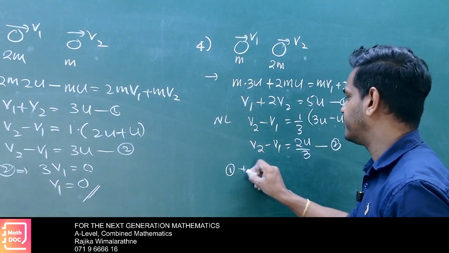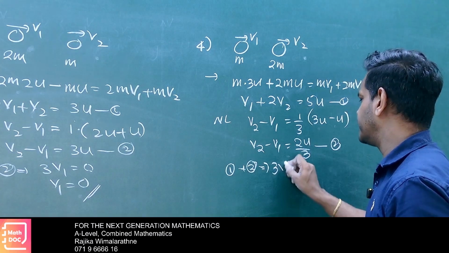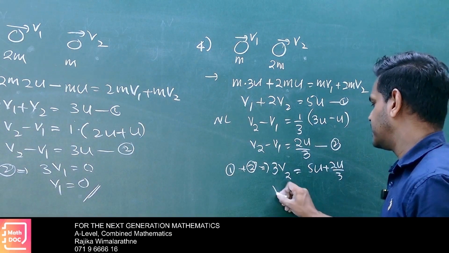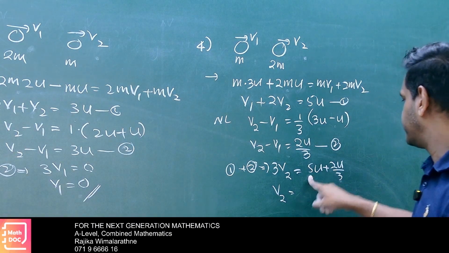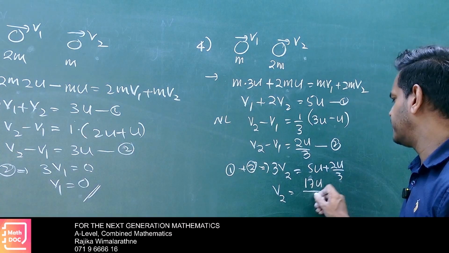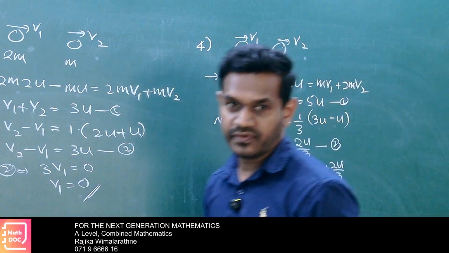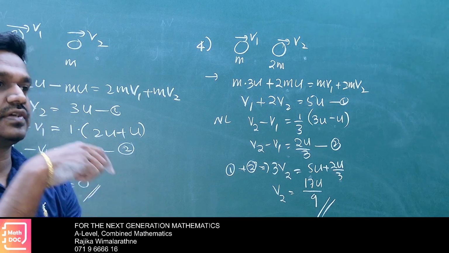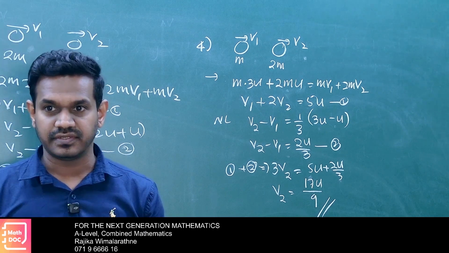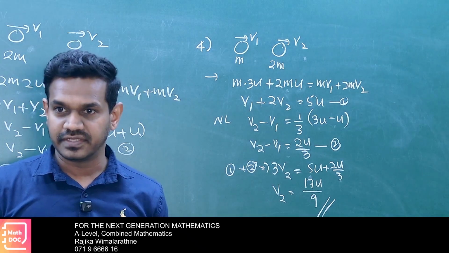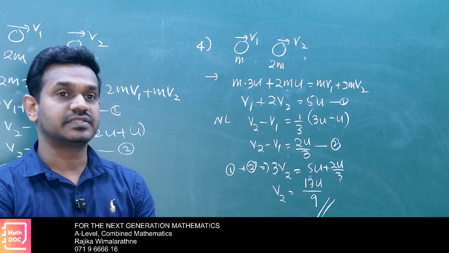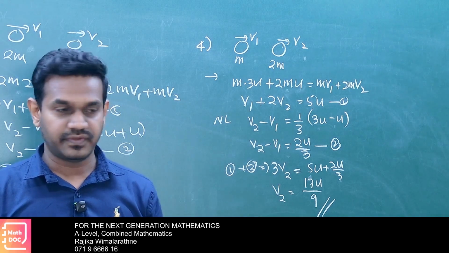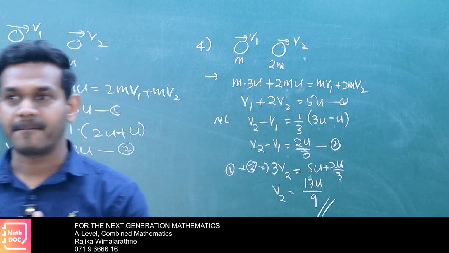Then 1 plus 2: 3v2 equals 5u plus 2u over 3. Then v2 value is 17u over 9, no? 17u over 9. Okay, here you need to practice how to apply Newton's law and conservation of momentum generally. Thereafter, after collision, velocities we can obtain, and further analysis we can do. Okay, complete.